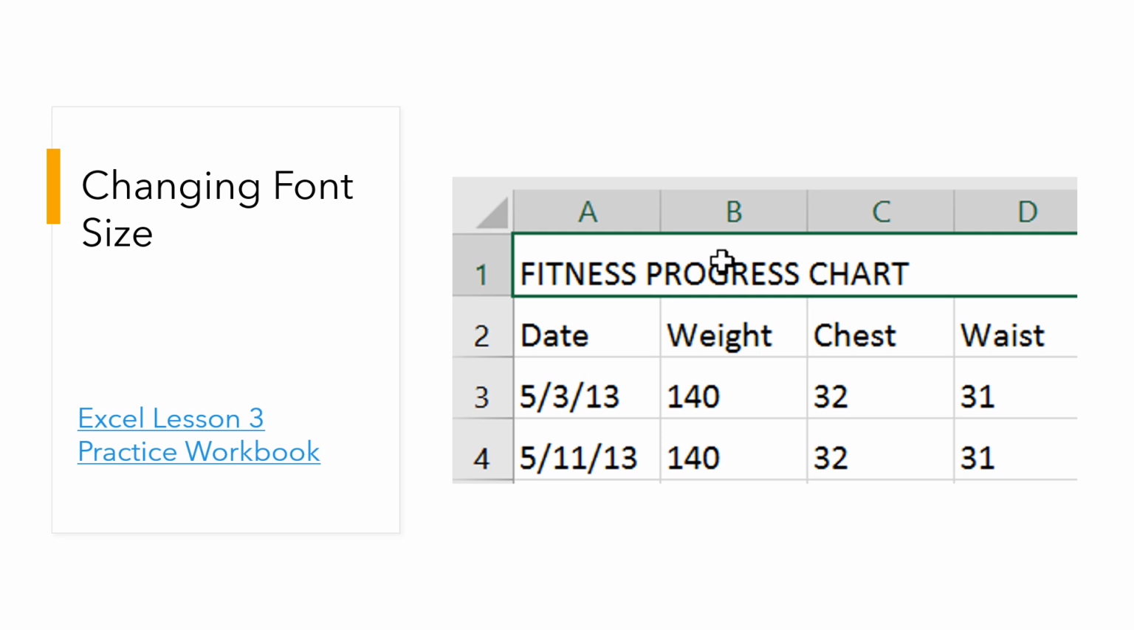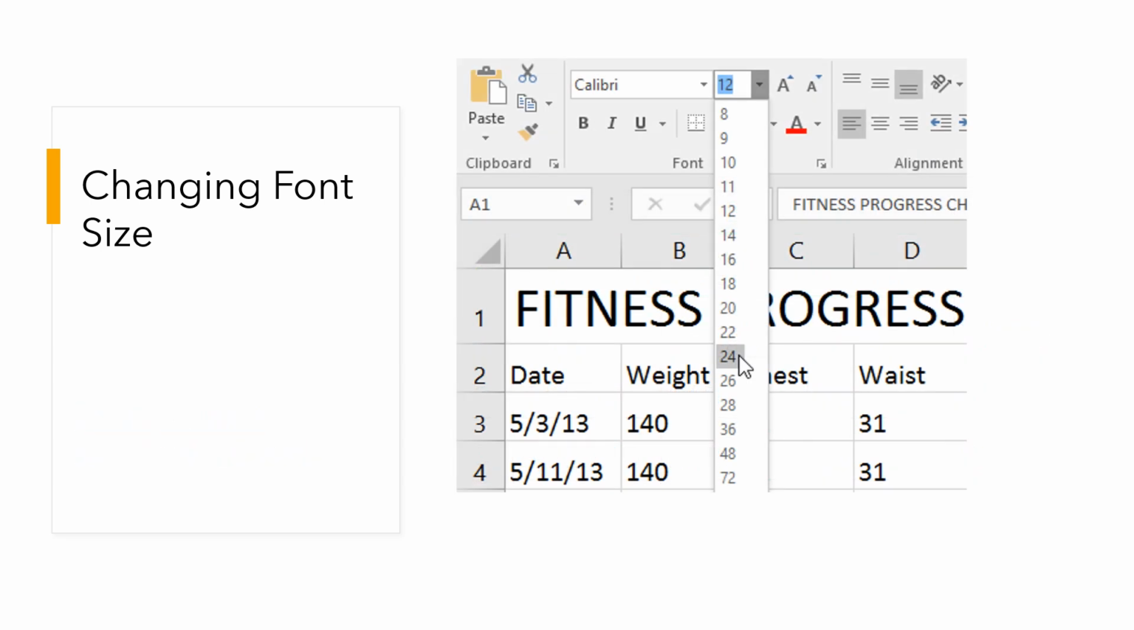Anything you want to modify, there's usually a couple different ways that you can approach it, but the easiest way is just to select the cells that you want to modify. So in this particular case, we want to modify the cells that say Fitness Progress Chart, and so those are the cells that we are going to click on. And we want to make our font size larger in this particular case.